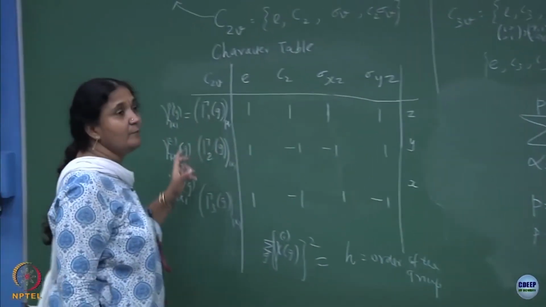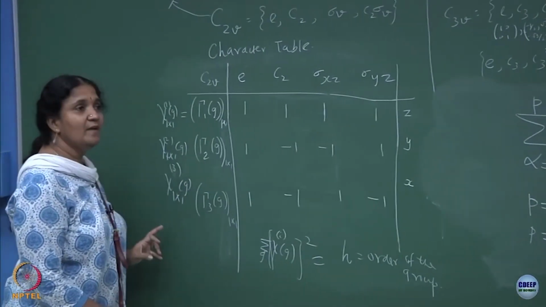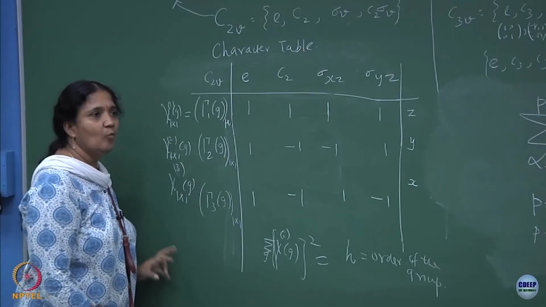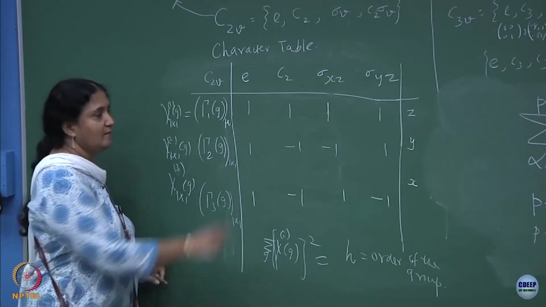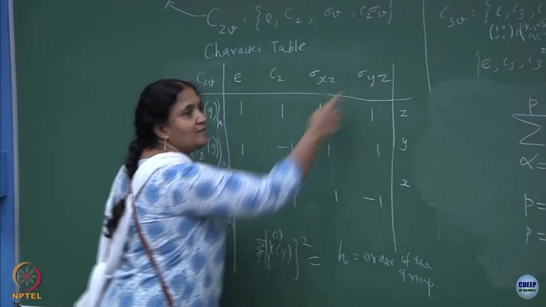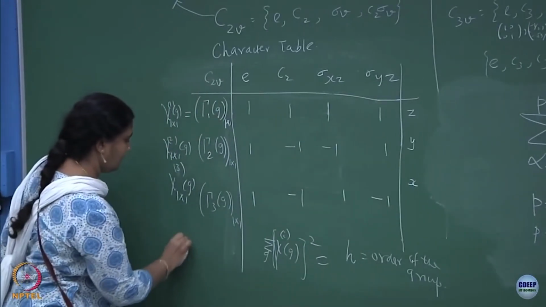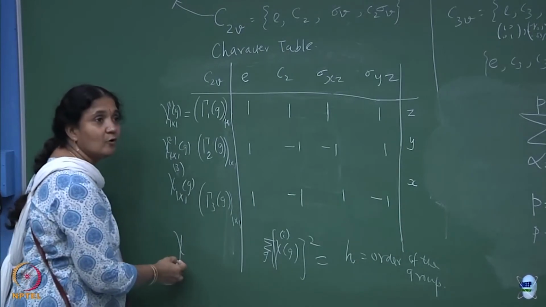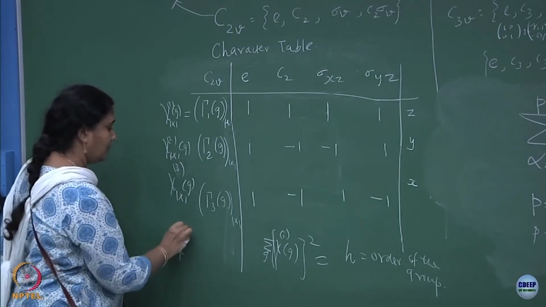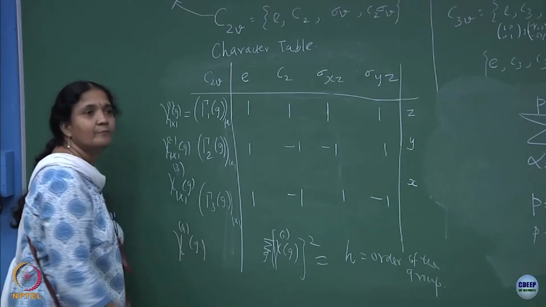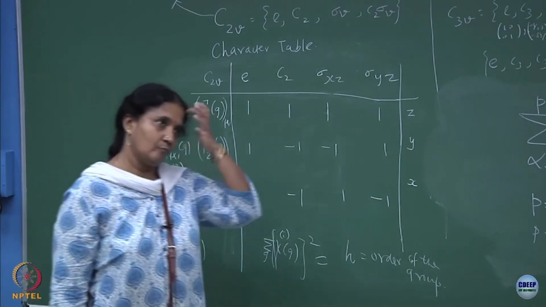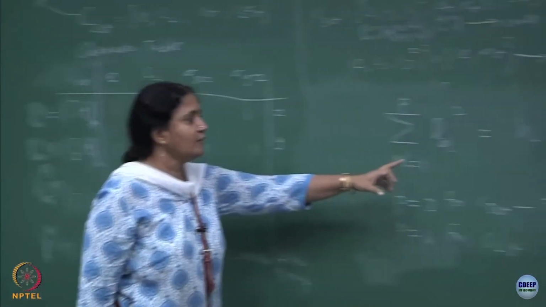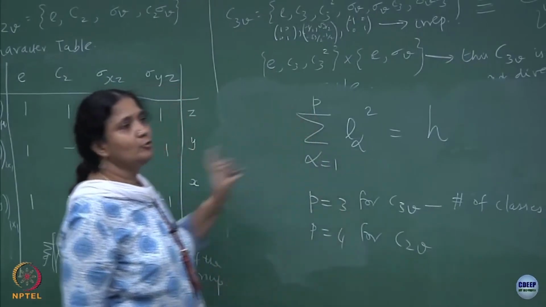So, here what will it be? There should be one more, you agree? 1, 2, 3, 4 classes are there. So, I should find, I do not know whether it is 1 cross 1, we will come to it, but there is a fourth one, because of this argument that alpha has to run from 1 to P.